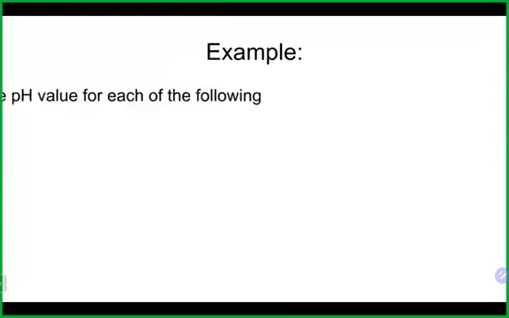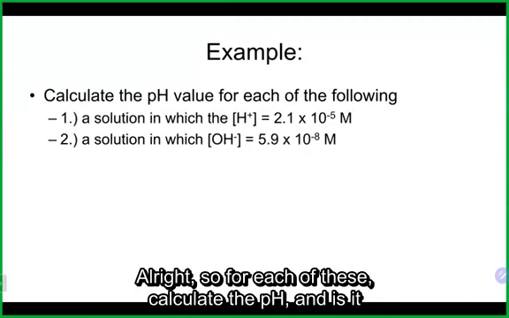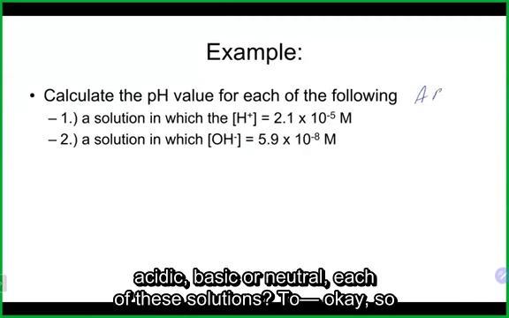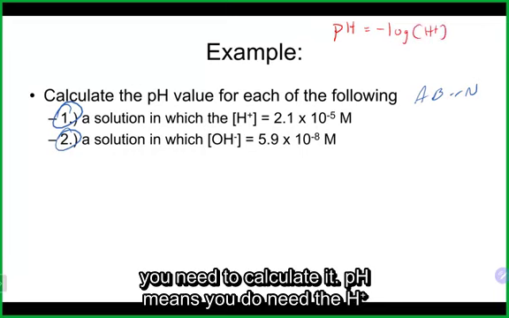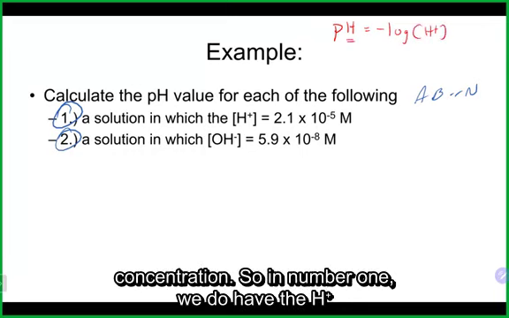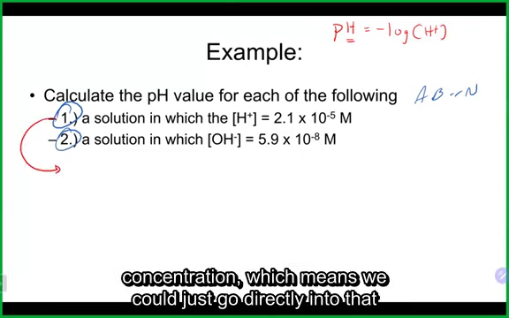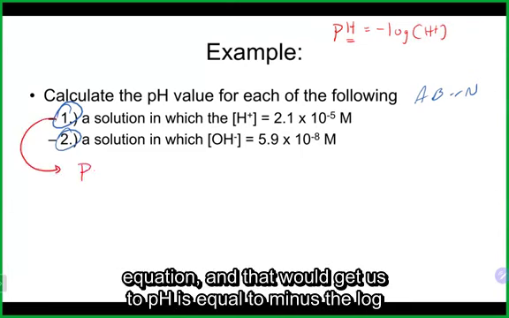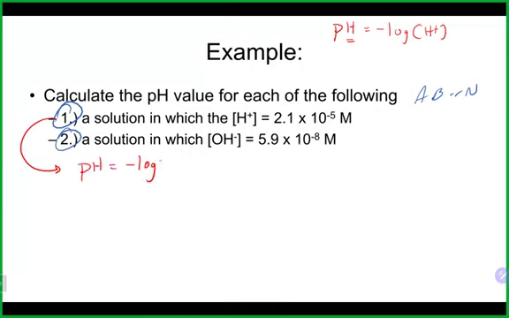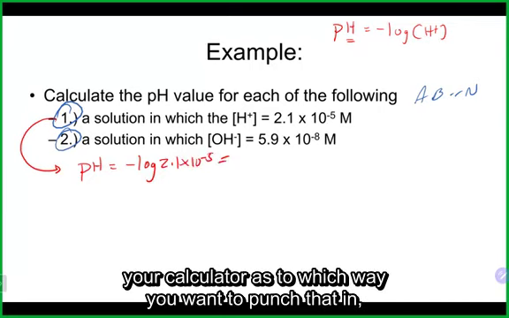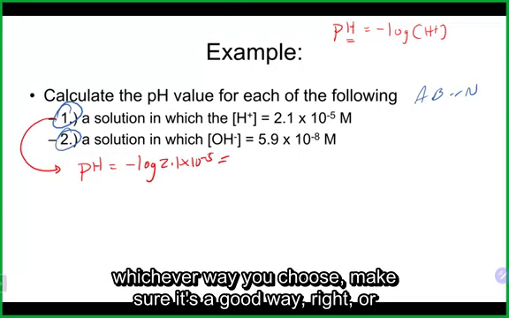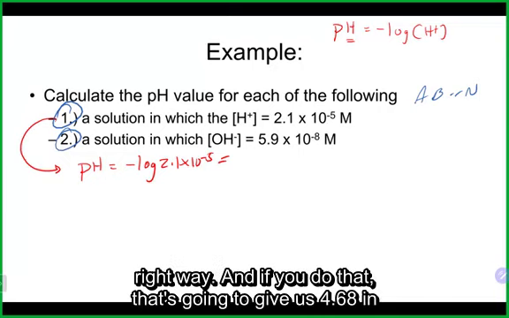All right, let's try some here. For each of these, calculate the pH. And is it acidic, basic, or neutral, each of these solutions? Okay, so let's take a look. And again, the name there, pH, does tell you what you need to calculate it. pH means you do need the H plus concentration. So in number one, we do have the H plus concentration, which means we could just go directly into that equation. And that would get us to pH is equal to minus the log of 2.1 times 10 to the minus 5. Again, depending on your calculator as to which way you want to punch that in, whichever way you choose, make sure it's the right way.